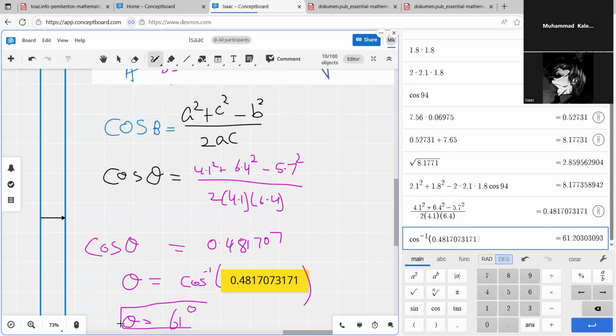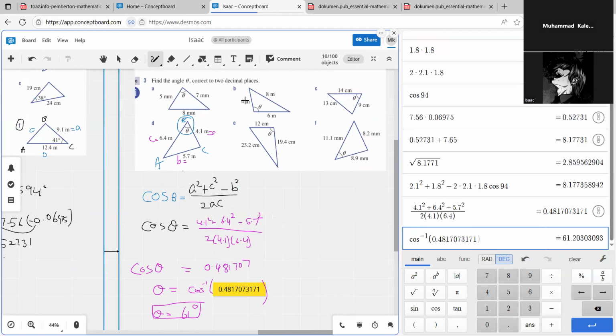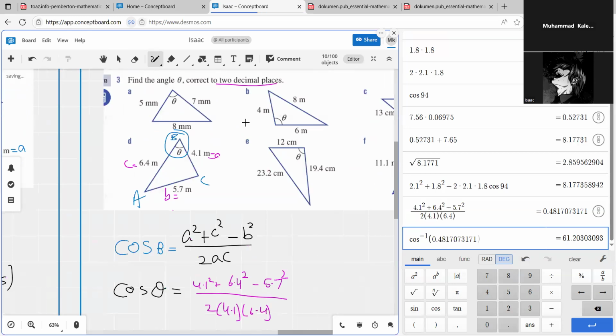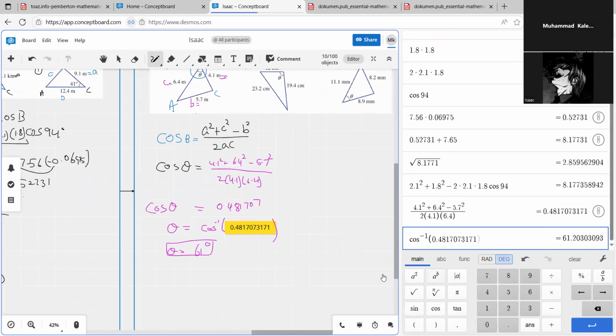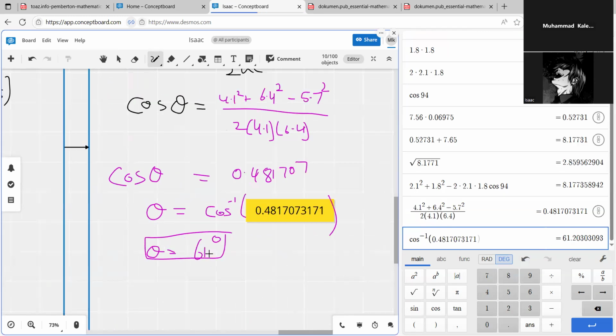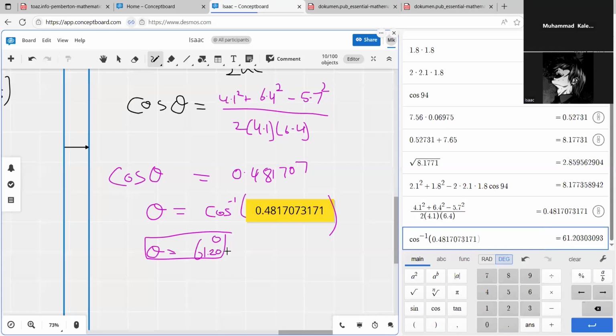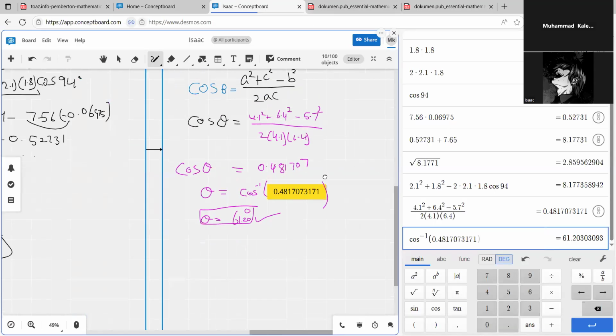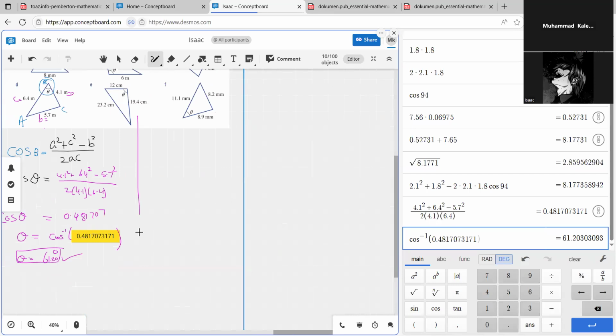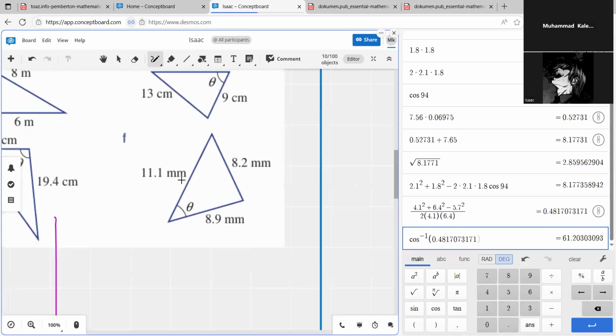If we have to write our answer closest to 2 decimal places, we have to say 61.20. This is the answer for D part, question number 3, D, 61.20. Now it's your turn. You just have to quickly practice the F part.